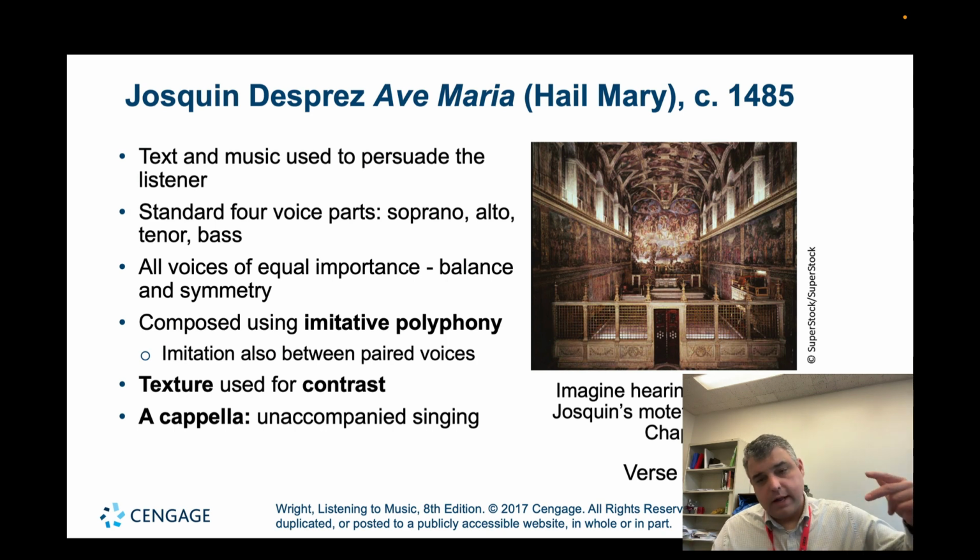Maybe the soprano and alto voices will be singing in duets, and the tenor and basses will be singing in duets, and then there'll be a section of homophony, okay? So Josquin's using musical texture for contrast throughout the entire piece.